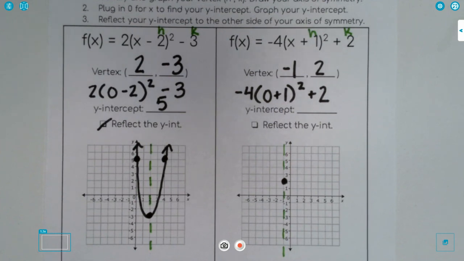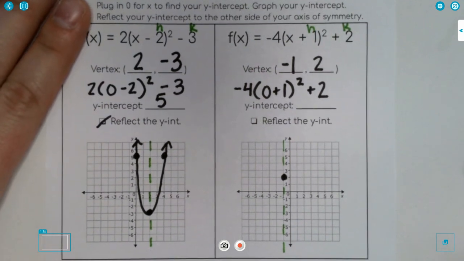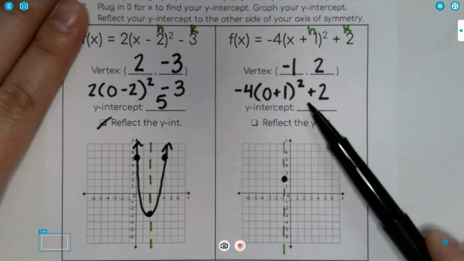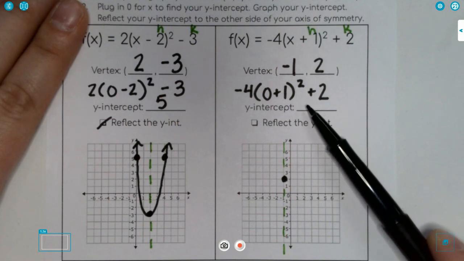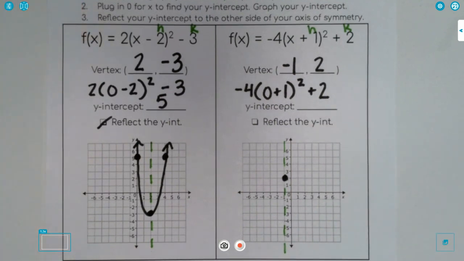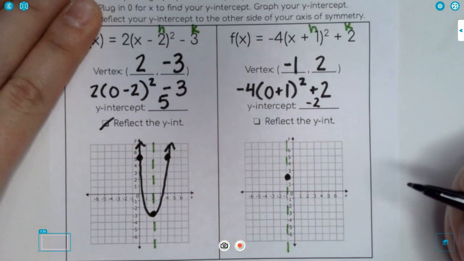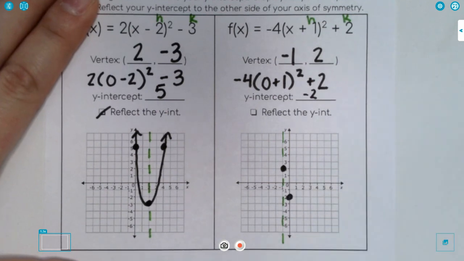Hey, what'd you guys get? Negative 2. Did anyone not get negative 2? Okay, so I know exactly how you got negative 8. Right here. Did you do plus 2 or just times 2? Okay, so we get -2. Our y-intercept is -2. So down here, we're going to put that at -2.